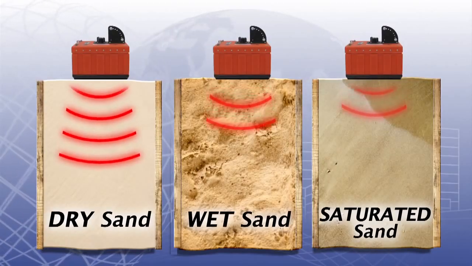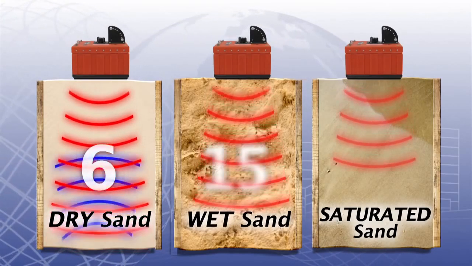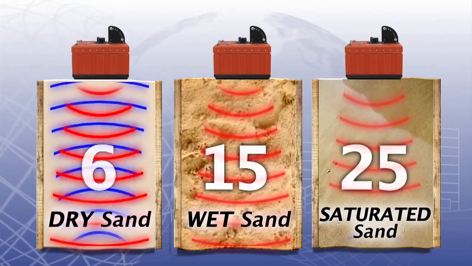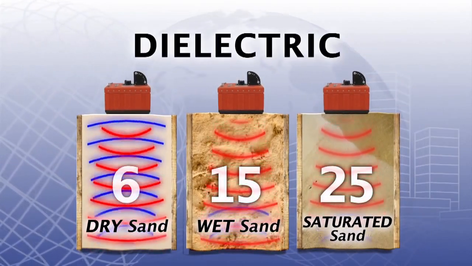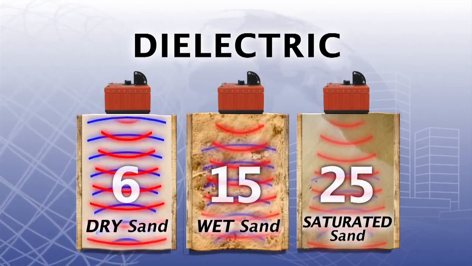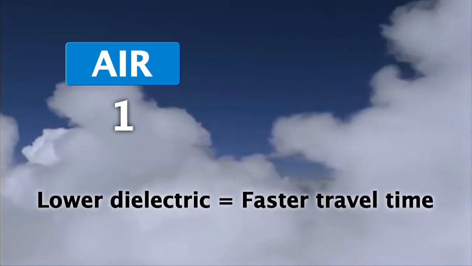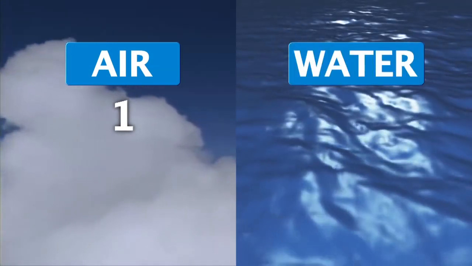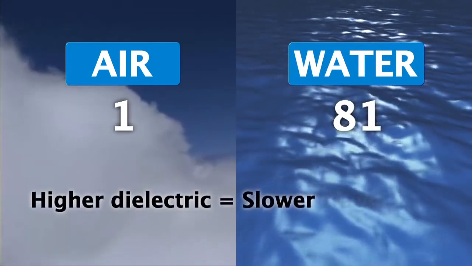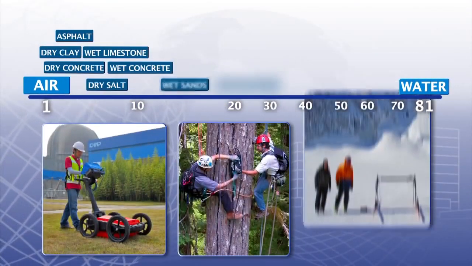Radar travels at different speeds through different mediums. A value is assigned to these mediums to represent different velocities of radar. This value is called dielectric. Dielectric is important so the depth of targets or layers can be accurately estimated. Air has a dielectric of 1, which means radar travels fastest through air. Water has a dielectric of 81, which means radar travels slowest in water. Every medium in the world falls somewhere in between.